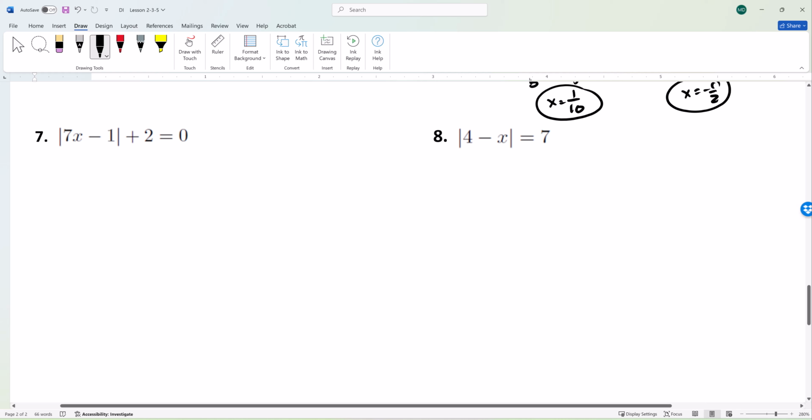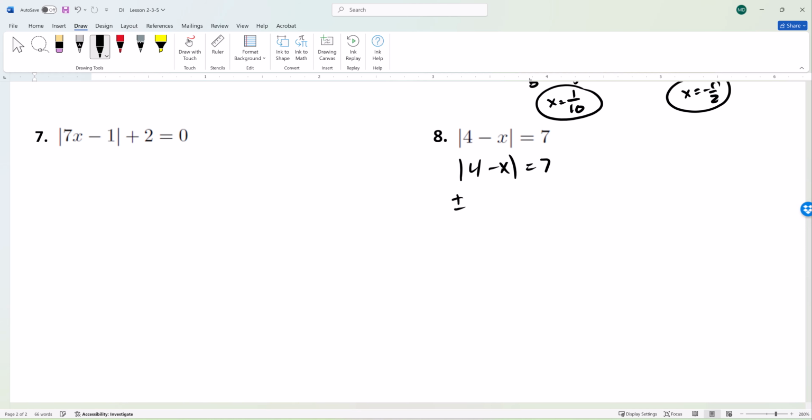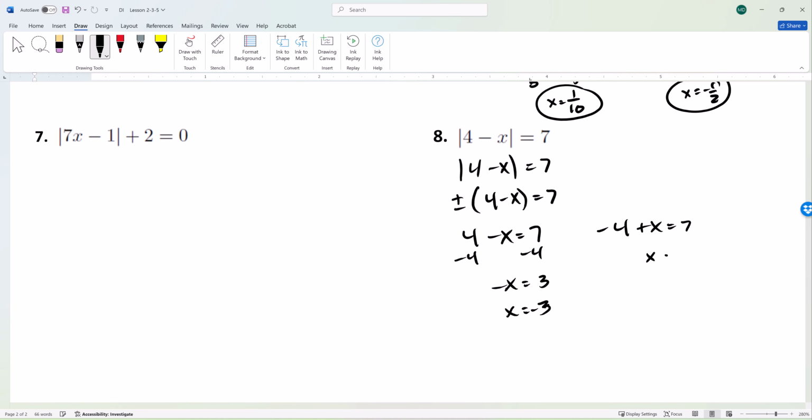We have the absolute value of 4 minus x. So remember, plus or minus. So we get the positive version. And then if I distribute the negative, you get negative 4 plus x equals 7. Subtract 4. Divide by negative. Add 4, and you get 11.